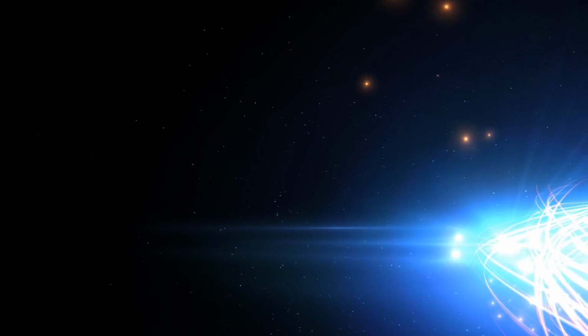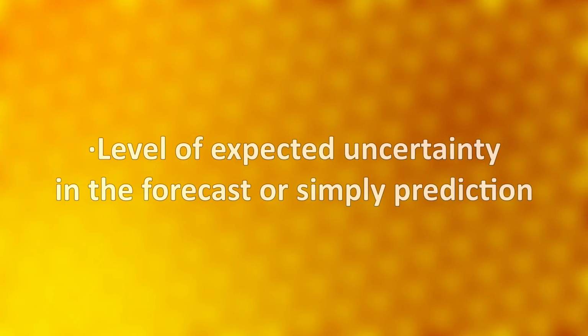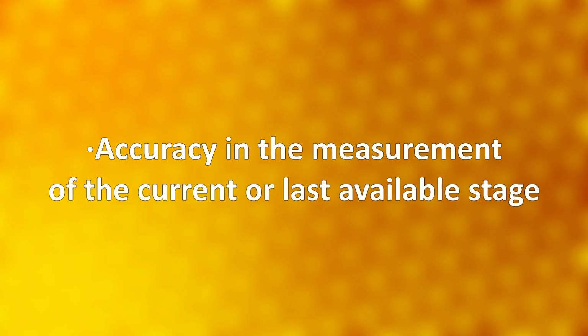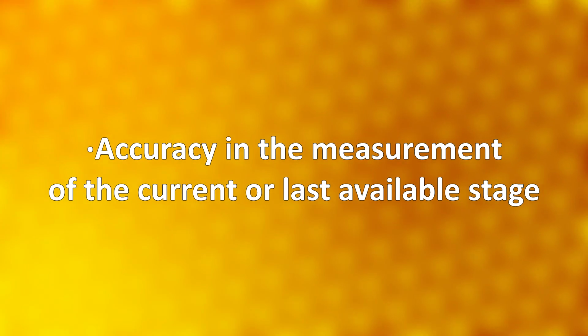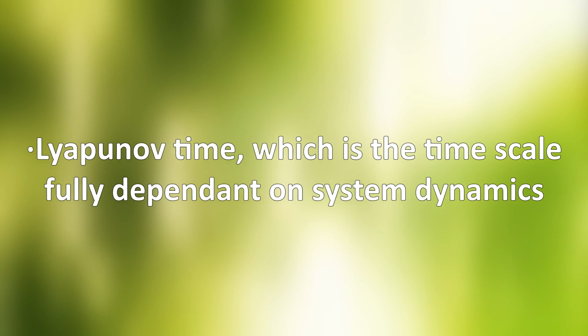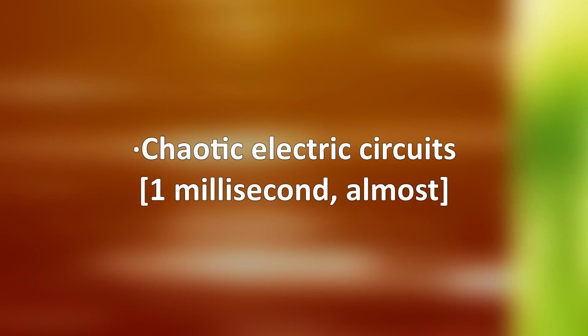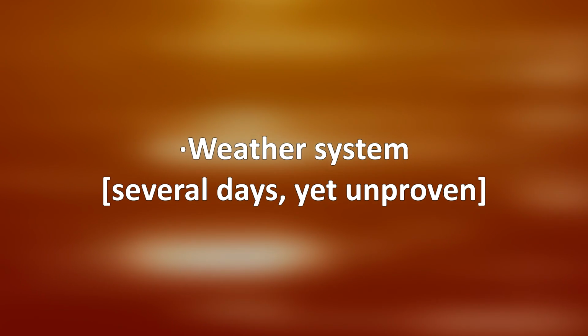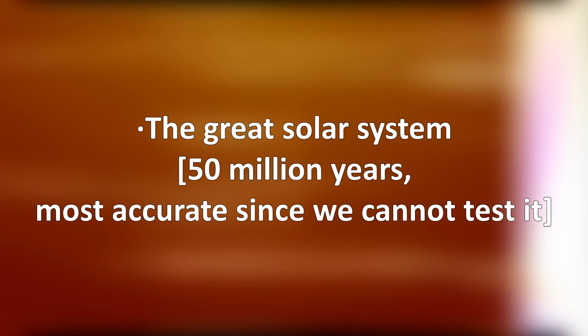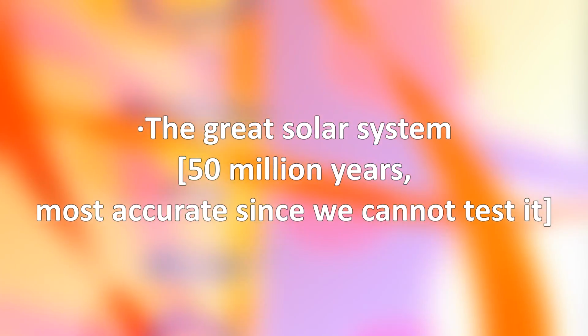This amount of time can be derived from three aspects: the level of expected uncertainty in the forecast or simply prediction, the accuracy in the measurement of the current or last available state, and Lyapunov time, which is the time scale fully dependent on system dynamics. Following are some examples of Lyapunov time. Chaotic electric circuits, 1 millisecond almost. Weather system, several days, yet unproven. The solar system, 15 million years, most accurate since we cannot test it.